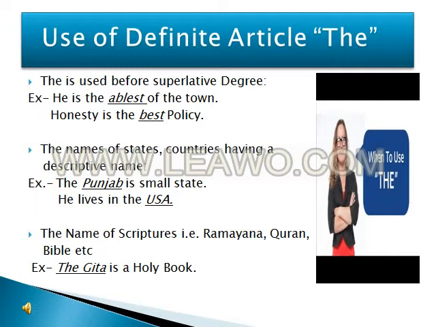Next, the name of states, countries having a descriptive name. Like the countries having a descriptive name, we will use the before those countries, before those states. For example, the Punjab is a small state. And the second one is he lives in the USA. Okay, why Punjab has a descriptive name? Because the meaning of Punjab is the land of five rivers. Clear, in Hindi, पांच नदियों का राज्य. That is Punjab. So Punjab has a descriptive name. That's why before the descriptive name we use the.